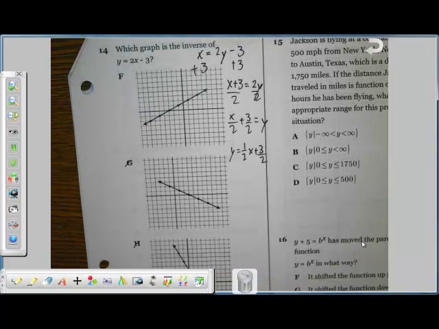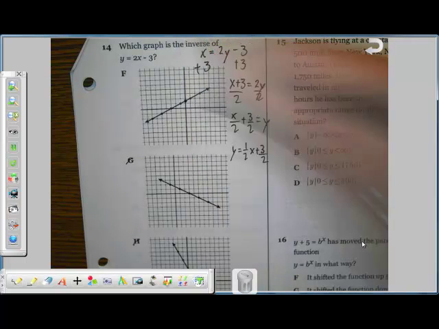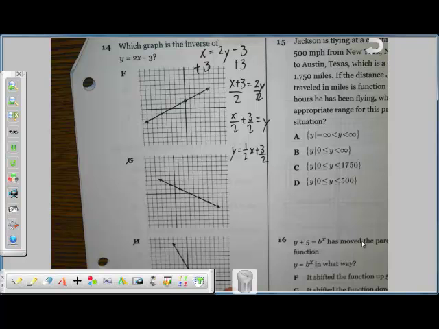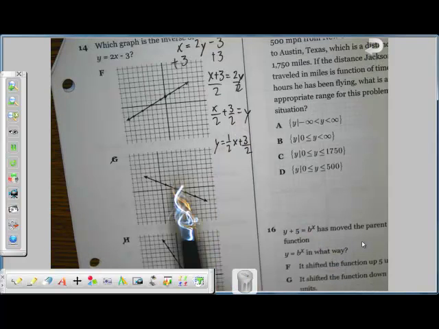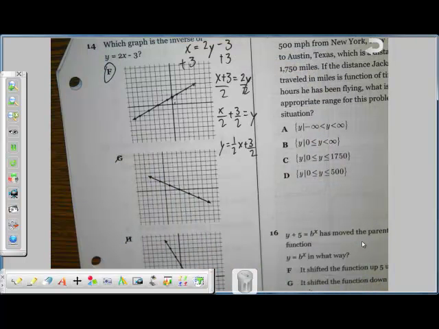So the only line, even without going into meticulous detail about the fact that this has a slope of 1.5, and that this actually does have a slope of 1 over 2. Because the intercept is positive and the slope is positive, I can eliminate all the other answer choices without getting into too much detail. Okay.